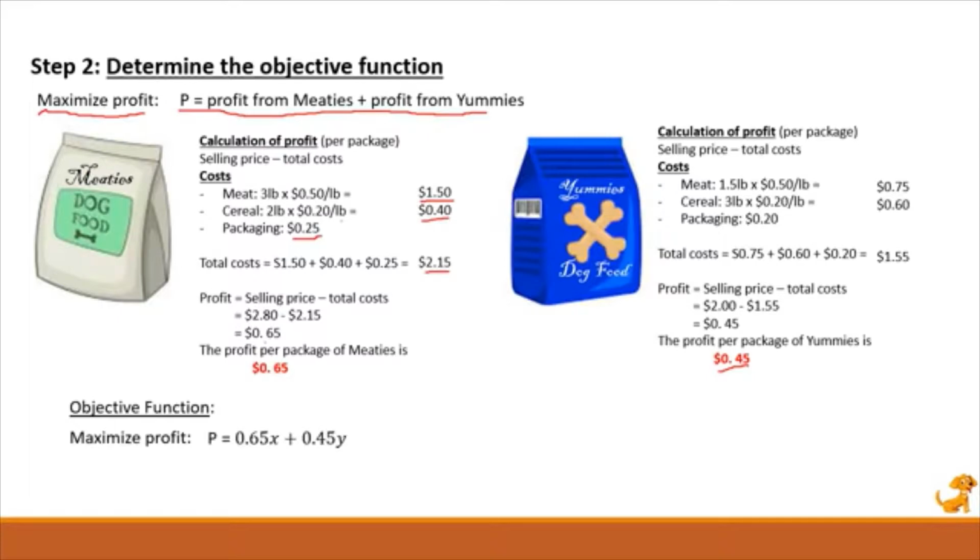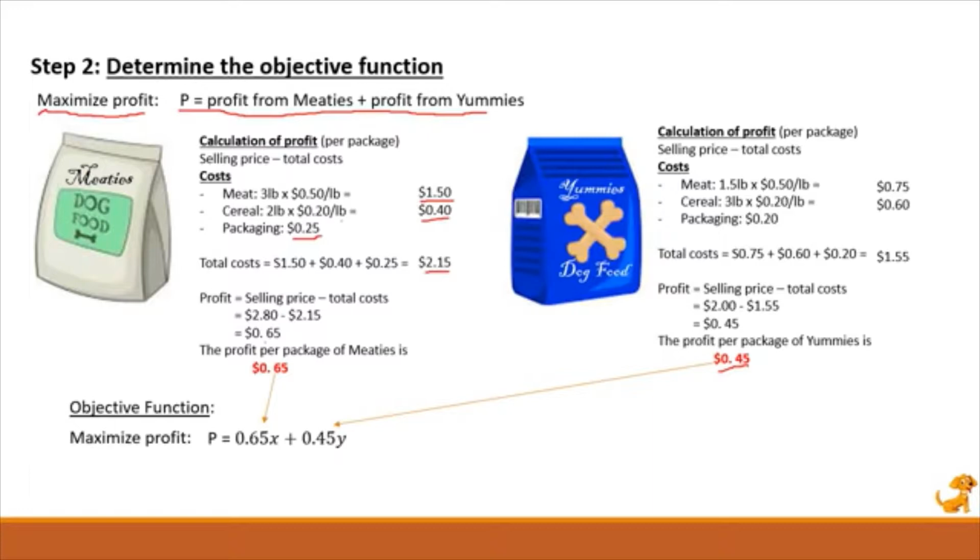Then the formula is P is equal to 0.65x. Remember, x previously we defined as the number of meaties packages. So one meaties package gives a profit of 65 cents. So I multiply that by how many meaties packages I have. That gives me the profit from meaties. And then one package of yummies gives a profit of 45 cents. And I multiply that by the number of yummies packages. Okay, and then you multiply that by however many you have, and then that gives you your total profit.